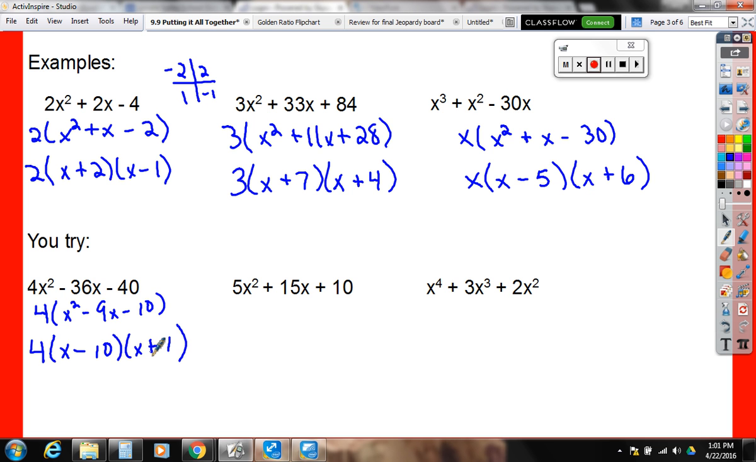How many of you got that one right? Okay. Good, next one, Hope. Did you finish it? Okay, tell me what you got. 5 parentheses x plus 2, and then x plus 1. Good. I do agree with you on that one.